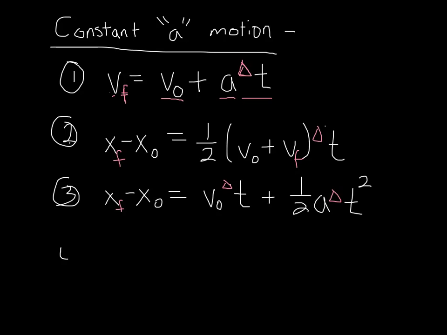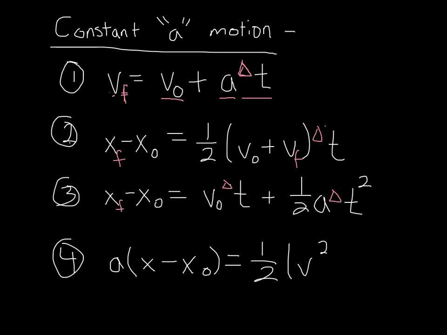And the final kinematic equation we'll want to know is going to be a times x minus x0 is equal to 1/2 times v squared minus v initial, v naught squared. And we'll tack on my finals.